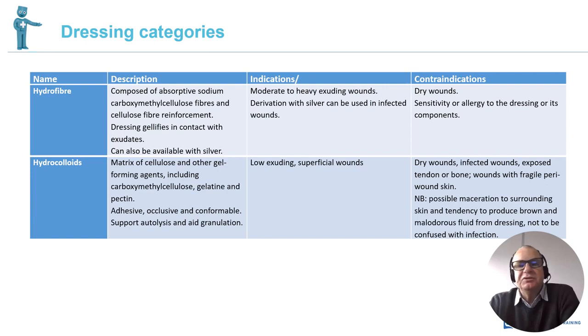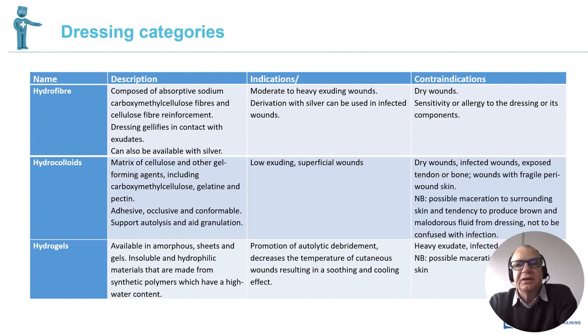Hydrocolloids have been used. There are different types: thin hydrocolloids, thick hydrocolloids. There are also hydrocolloid pastes. They still have a bit of use, especially when we're looking at using them for autolytic debridement. And as we've seen, for example, when we're using maggot therapy, they're very good to protect the peri-wound skin.